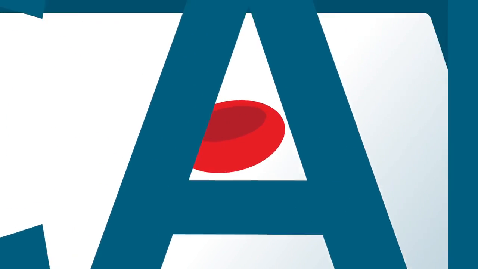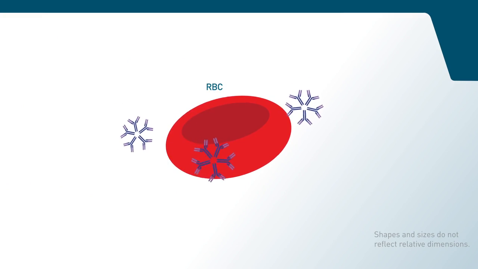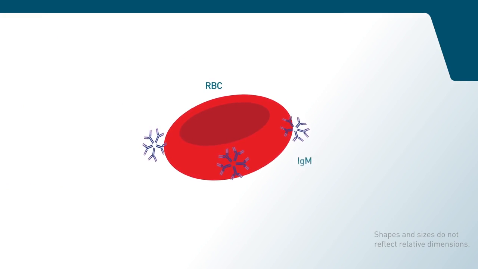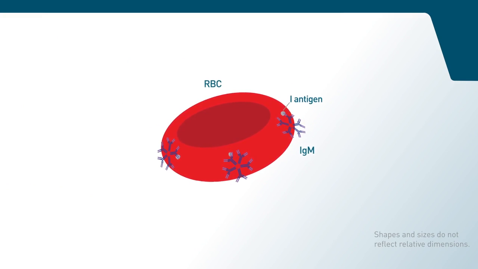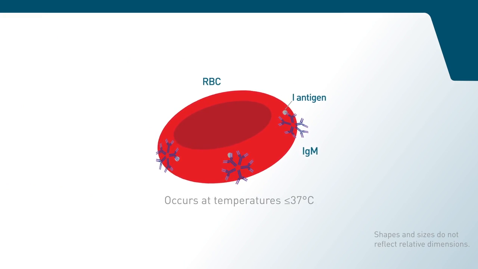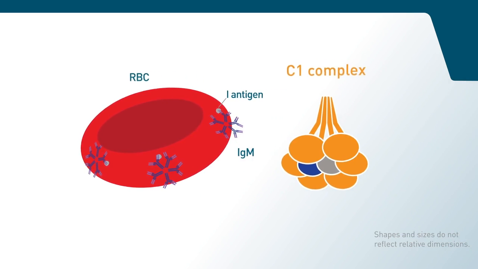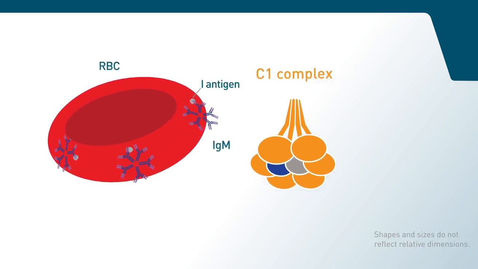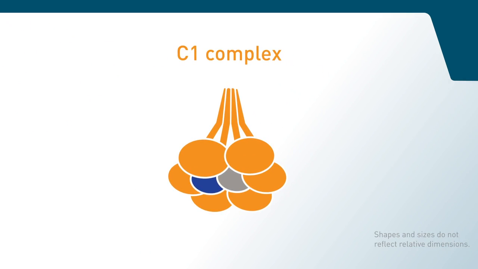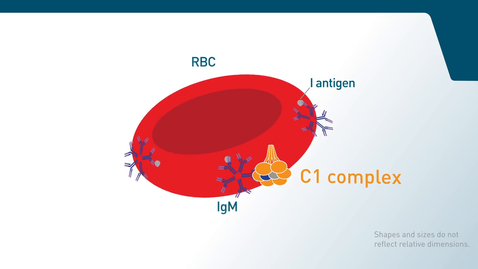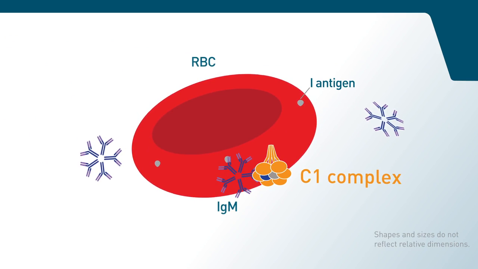In CAD, cold agglutinins, primarily IgM autoantibodies, mistakenly bind to red blood cells, or RBCs, at temperatures less than or equal to 37 degrees Celsius. IgM autoantibodies are potent classical complement pathway triggers. The C1 complex, which is made up of subcomponents C1q, C1r, and C1s, is recruited by the cold agglutinin complex and activated upstream by C1s in the classical complement pathway.